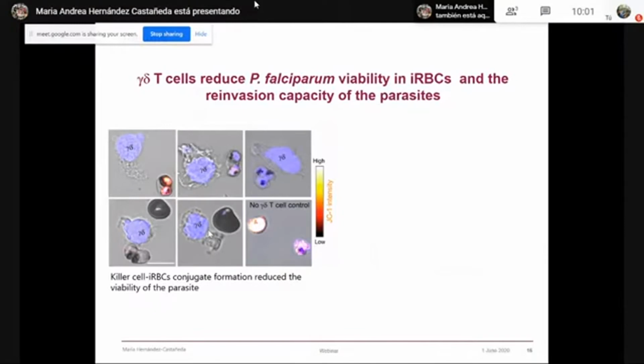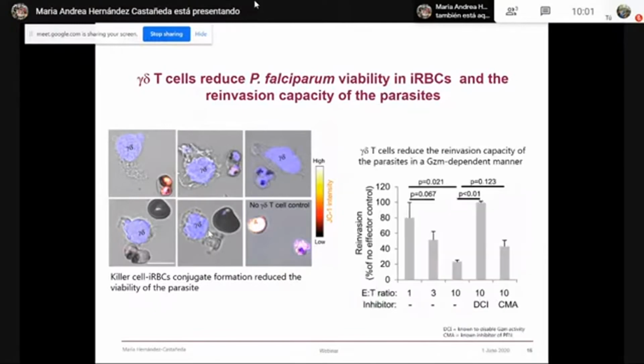Also, we wanted to test the reinvasion capacity. So what we did is that we co-incubated the gamma delta T cells and the parasites, and we have different effector target ratios. And as you can see here in this part of the graph, the gamma delta T cells reduce the reinvasion capacity of the parasite.